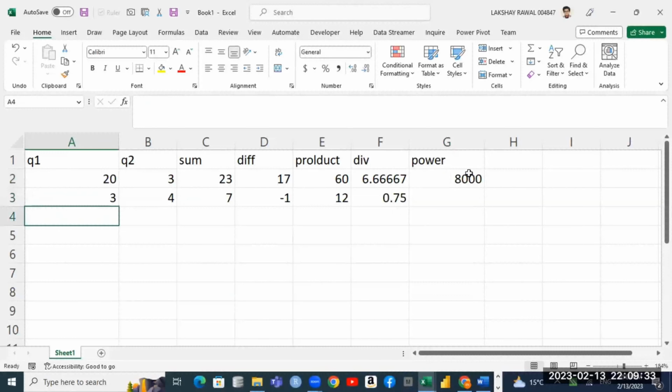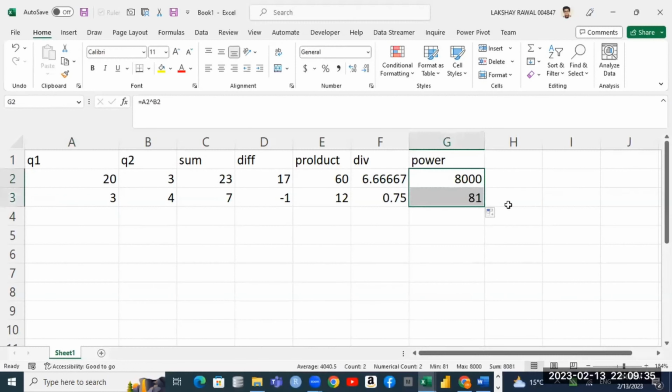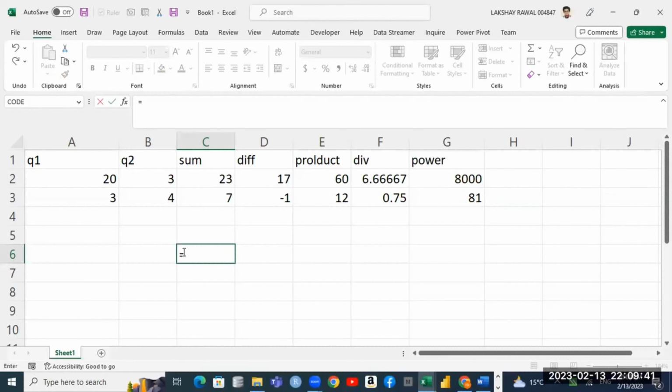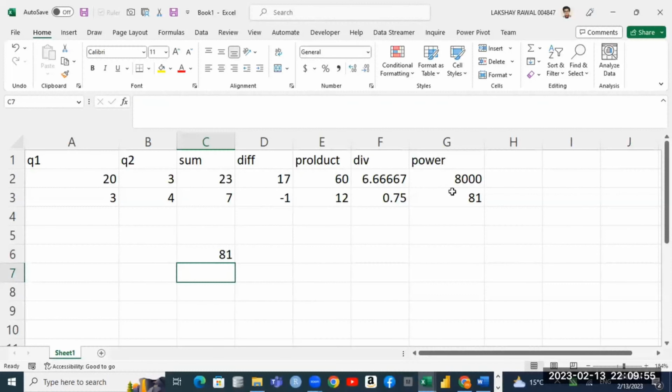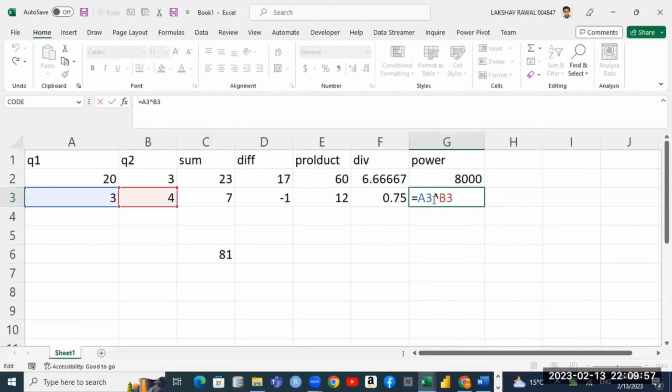What is the meaning of power? 3 to the power 4 means 3 multiplied 4 times: 3 into 3 into 3 into 3. This is the meaning of 3 to the power 4. So you will get the same answer. This is called the cap symbol.